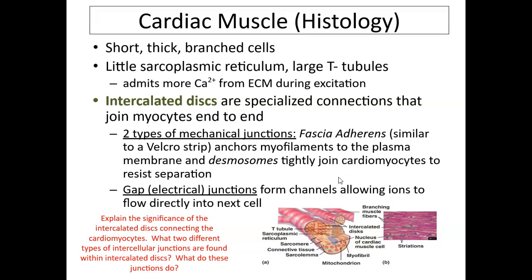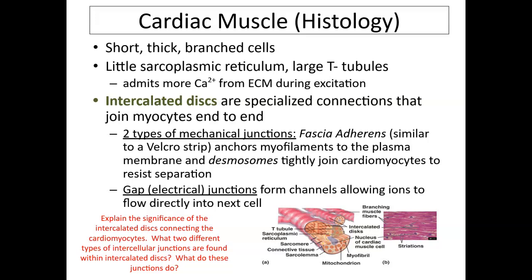They have features that differ from skeletal muscle, including large T-tubules that allow calcium ions to enter the cell during muscle excitation. I'll be discussing the importance of calcium for cardiac muscle cell contraction in a future video. Another special feature are the intercalated discs that connect the cardiac myocytes. Intercalated discs contain two types of mechanical junctions. Think of these as the strong connections anchoring and holding the cells together.